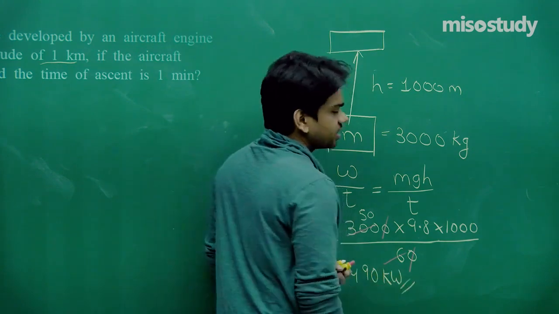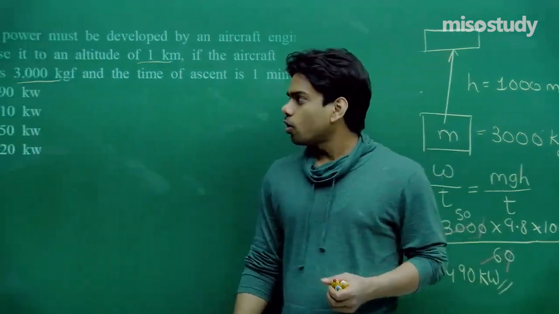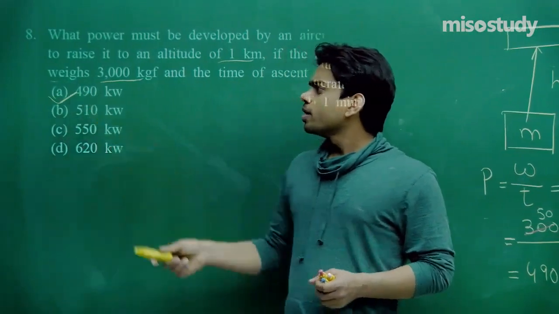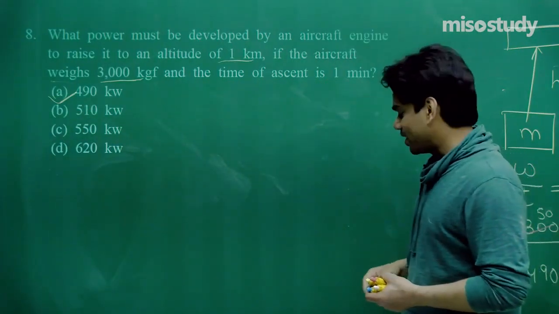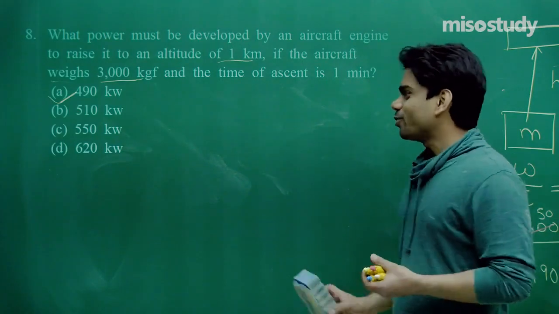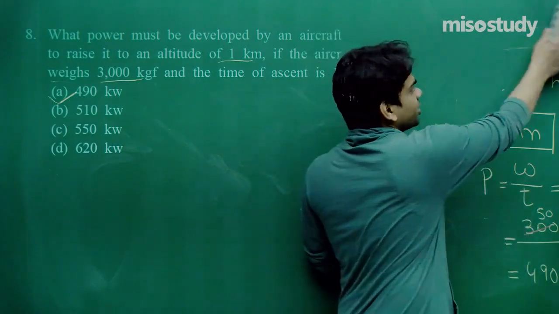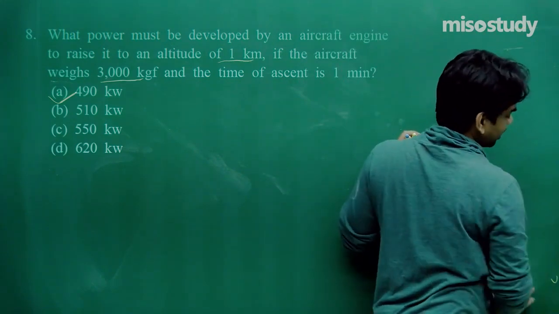Let's check the responses. 490 kilowatt. Option number A is the right answer. Remember the W in watt, kilowatt is actually in capitals. Here it's shown in smalls. Don't worry, it will be in capitals. Kilowatt, both K and W are in capitals. Easy question. I believe that you would have understood how to solve this.